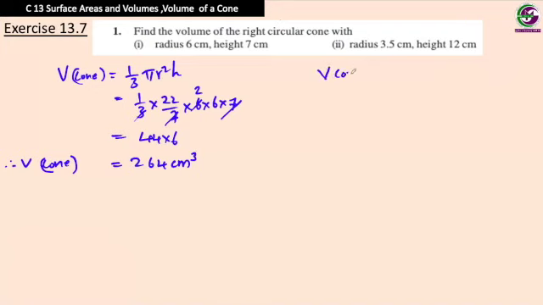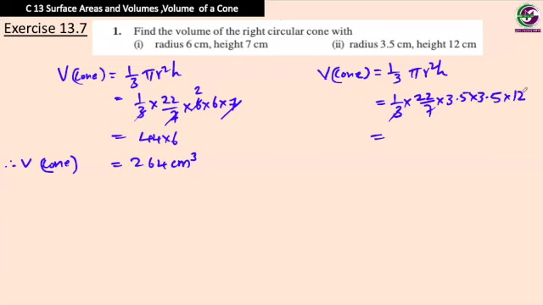Once again, the volume of a cone is 1/3 pi r square h, which is 1/3 times 22/7 times 3.5 times 3.5 times the height, which is 12. Now we can simplify. 22 times half is 11, times 3.5 times 4, which is 11 times 14. So 154 centimeter cube is the volume of the second cone.